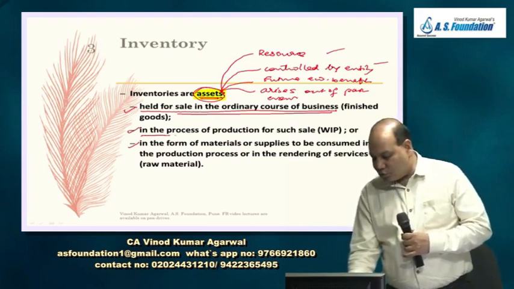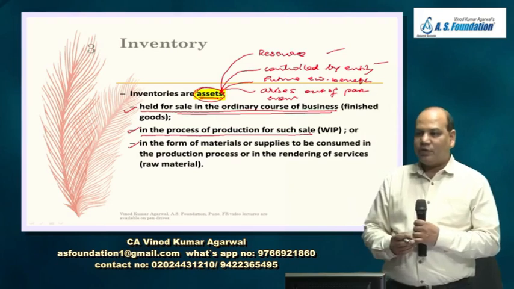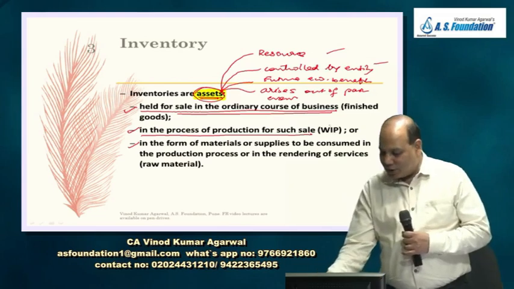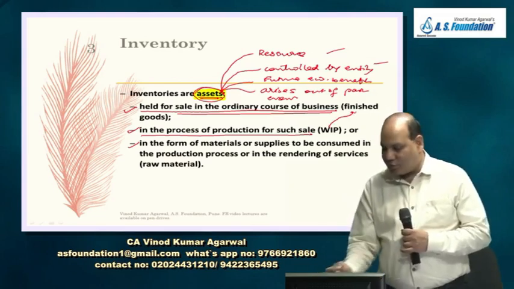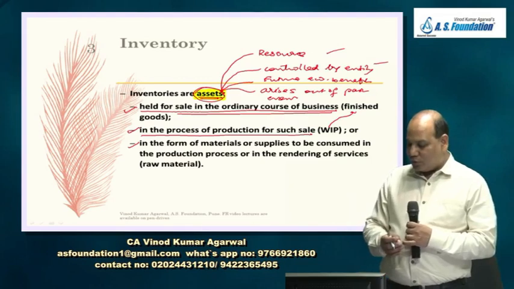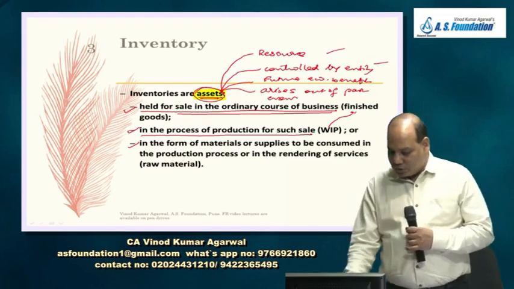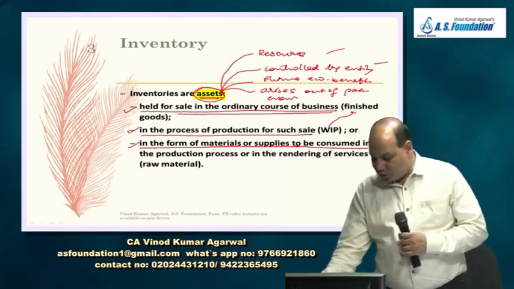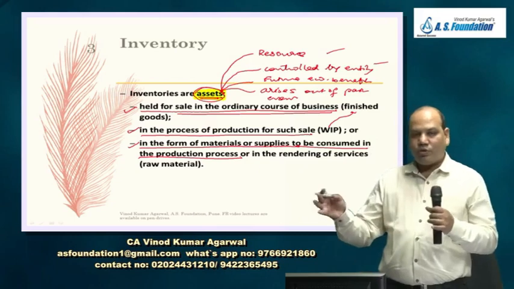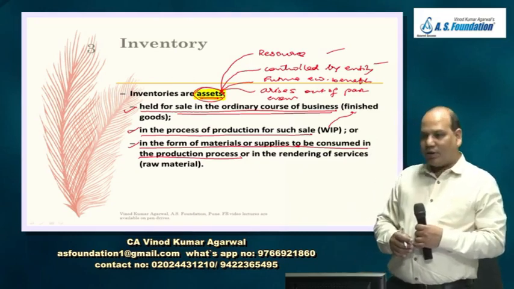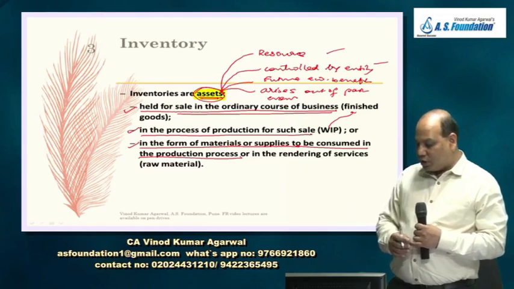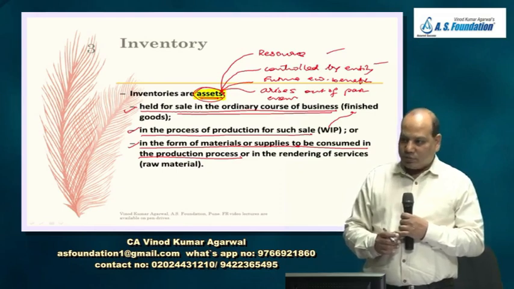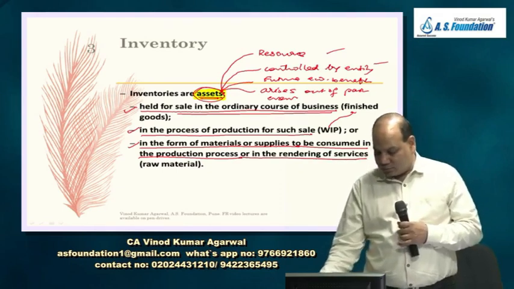Inventories are also assets which are used in the process of production for such sale. They are themselves not sold, but they are used for producing finished goods which may be sold. So WIP, raw material, or those in the form of material or supplies to be consumed in the production process. All those raw materials and other similar items, components, are consumed in the production process or used for rendering of services. So these are inventory items.